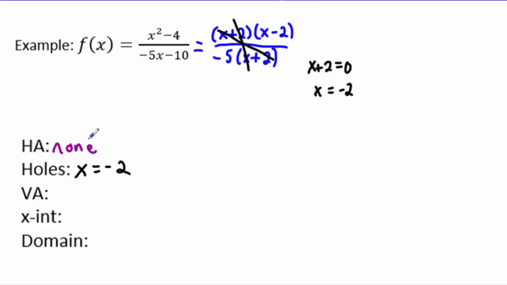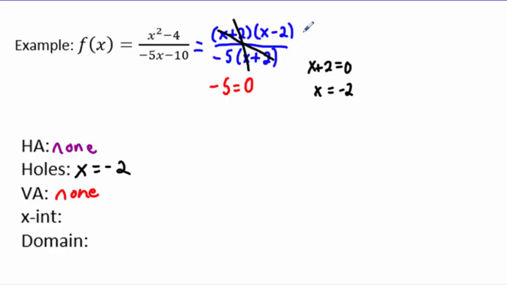So for instance, our vertical asymptote is where the bottom equals 0. Well, the x plus 2 is not there anymore because we took it out because it's a hole. All we can do is try to set negative 5 equal to 0. Negative 5 can't equal 0 though, so there's not a vertical asymptote at all on this one.